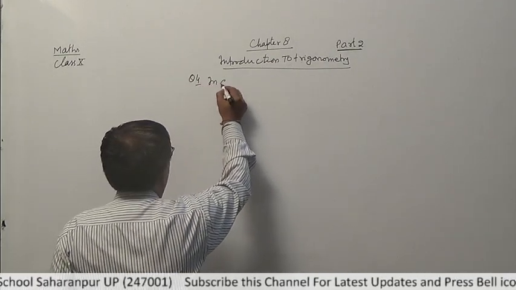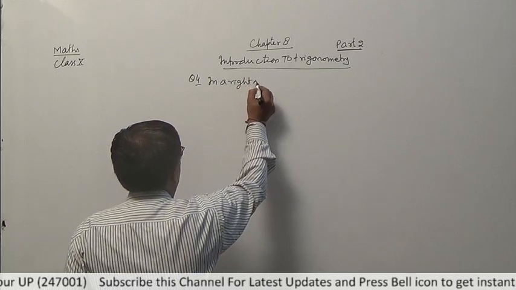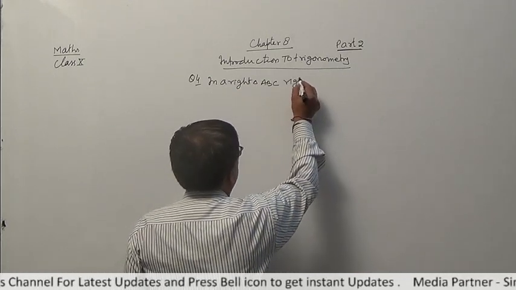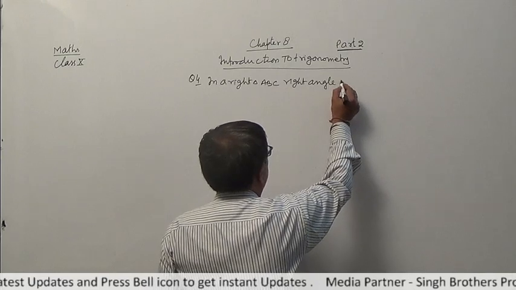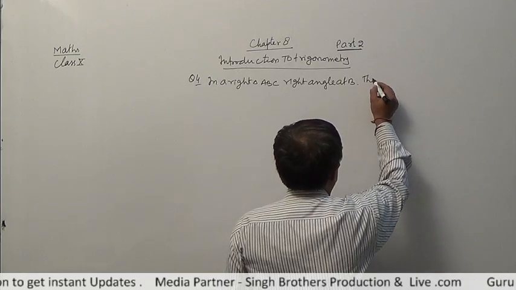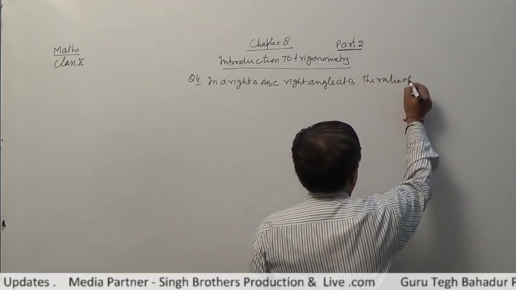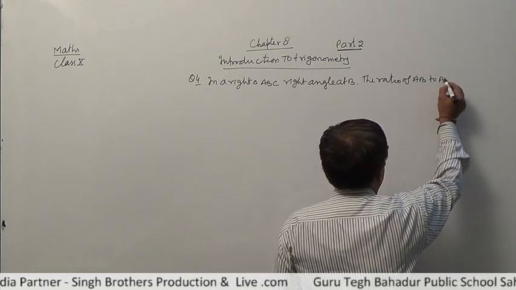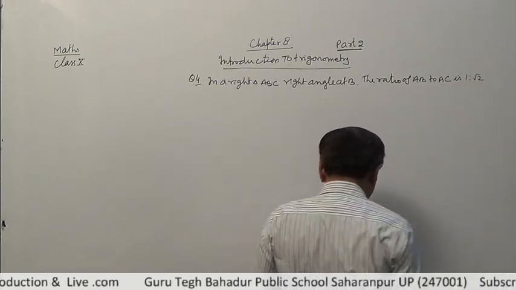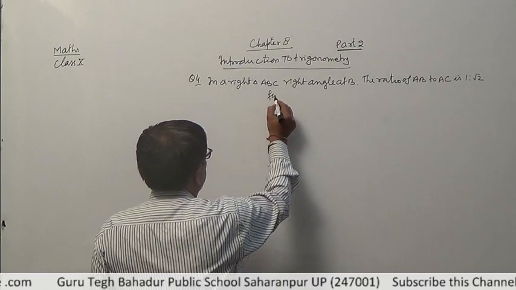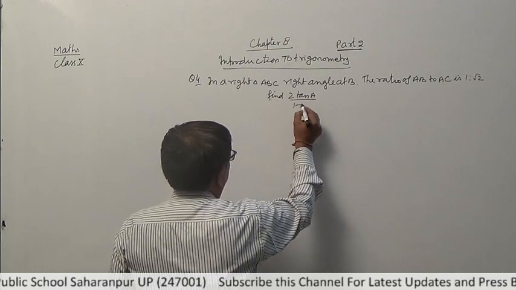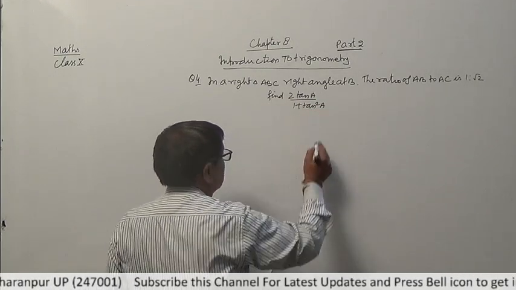In a right triangle ABC, right angled at B, the ratio of AB to AC is 1:2. Find 2 tan A upon 1 plus tan square A.